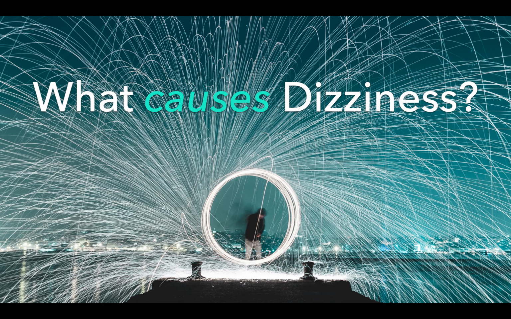Okay, so we know what dizziness is now, but what causes it? Well, you can divide it centrally or peripherally. Is it the central nervous system? Is it the peripheral nervous system and other causes? And that's important, and we'll come to how to screen for that later.